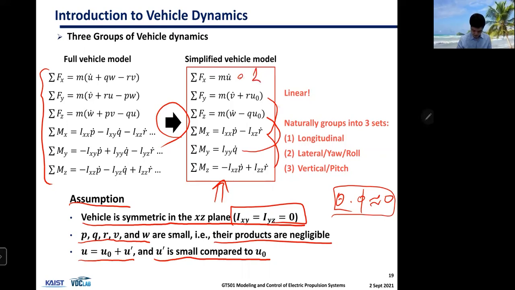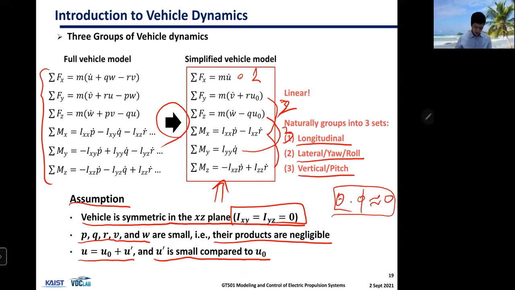1, and 2, and 3. 3 groups. And the first one corresponds to longitudinal. And the second one, I'm sorry, let's say this is number 2 and this is number 3. The second one is lateral motion, yaw motion, roll motion. And the third one is vertical motion and pitch motion.